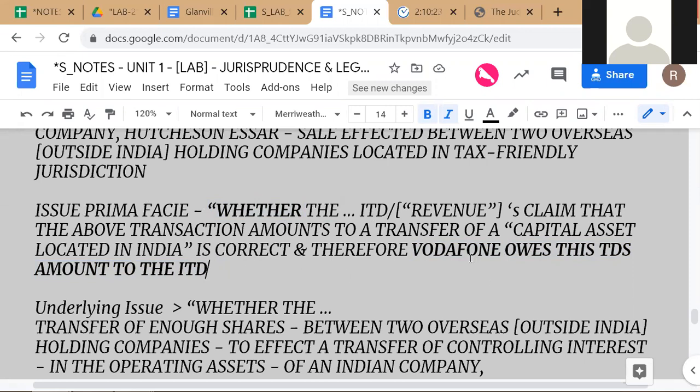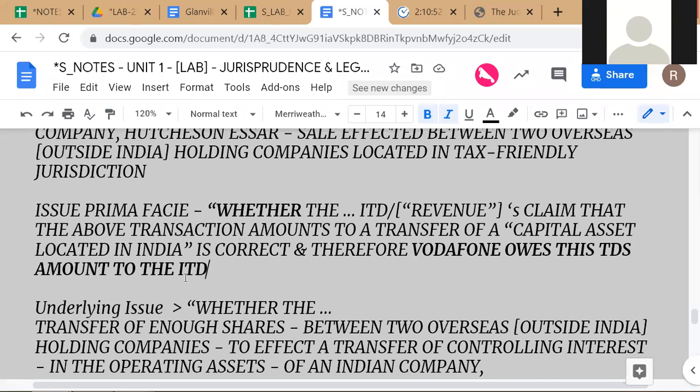Now, this is a statement of the surface issue. To decide this, the court will have to go into the question of whether this transaction amounts to a transfer of a capital asset located in India. Because if it's not, then they will not owe this money, because they would not be required to deduct the withholding tax amount. So this is how it is. But generally, the issue prima facie will be very, very highly specific and will be a surface level issue, okay?